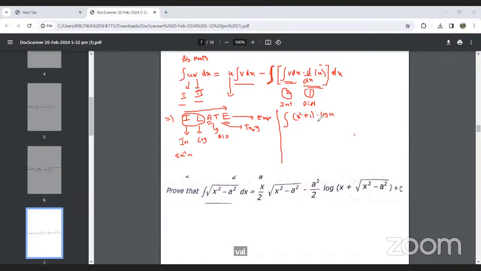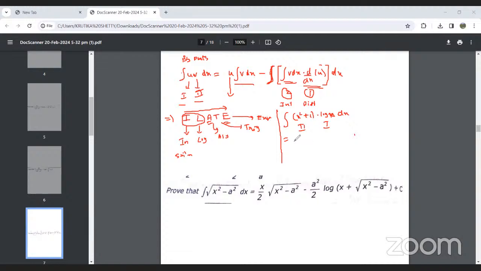According to the rule of by parts, this will be the first function. The first function will be the logarithmic function, and the second function will be the algebraic function. So now pay attention to how to apply the rule.